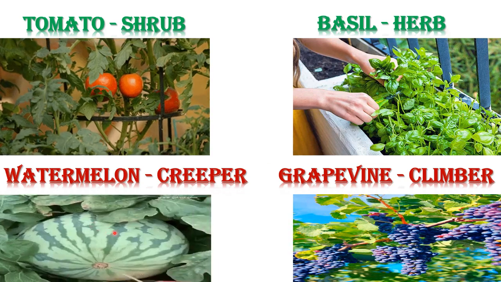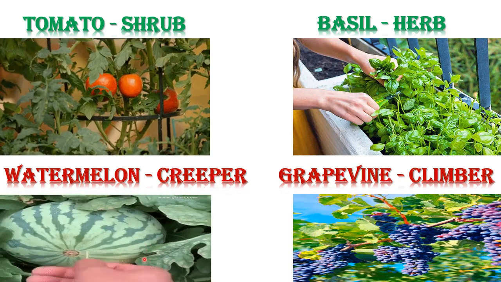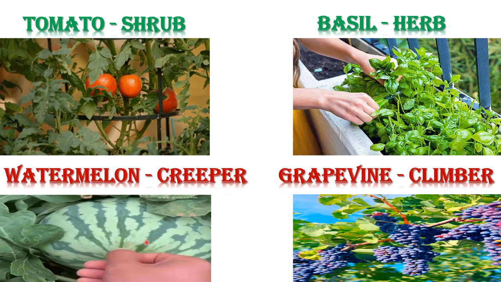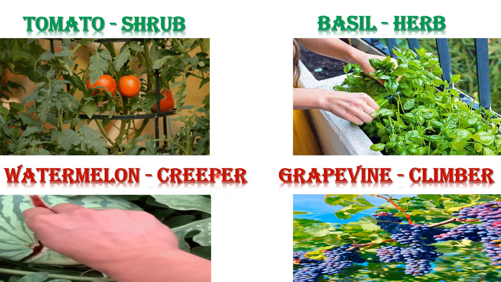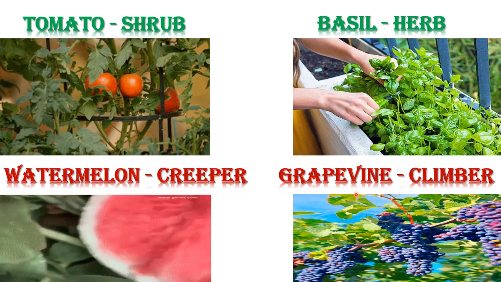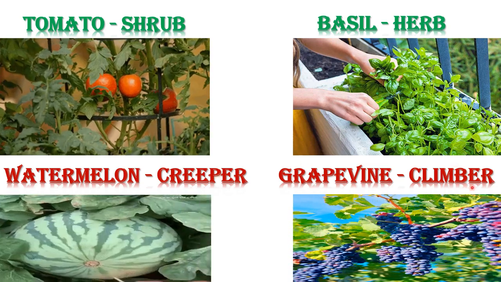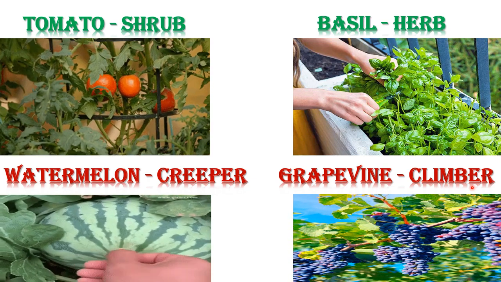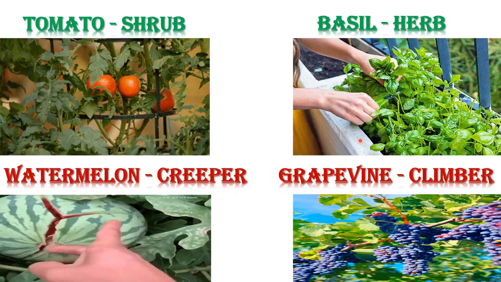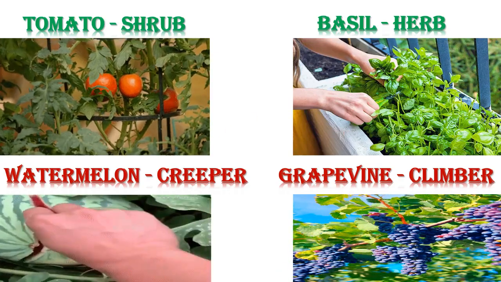Coming to the next, watermelon. It's a creeper. Can you see? One boy is opening the watermelon with the toothpick. Yeah. So it is a creeper. Coming to the next, grapevine. It is a climber which needs support to grow upwards. I hope you understood about the green world, the classification of the small plants.